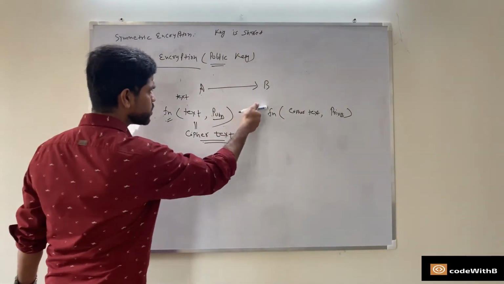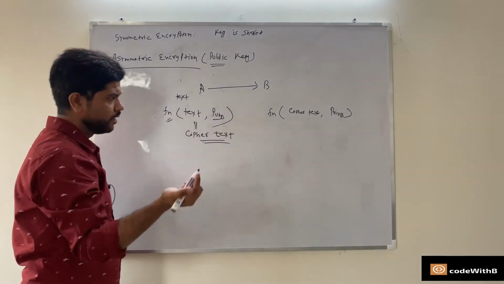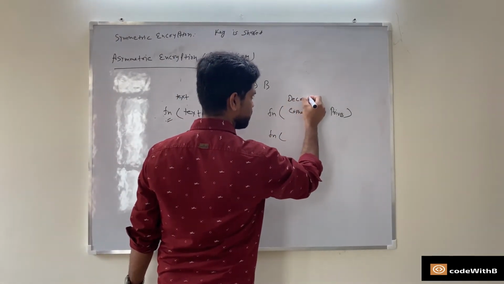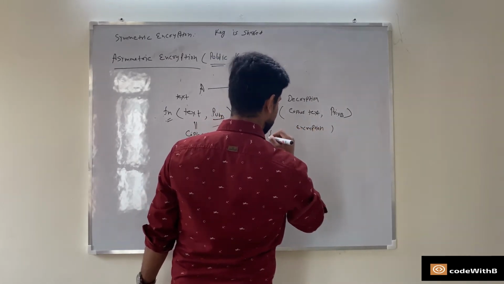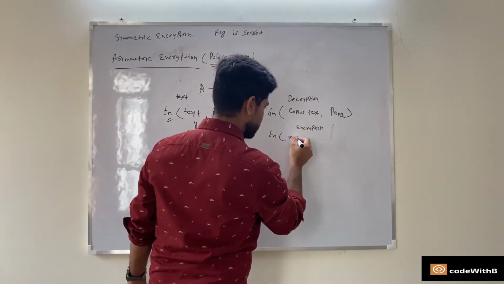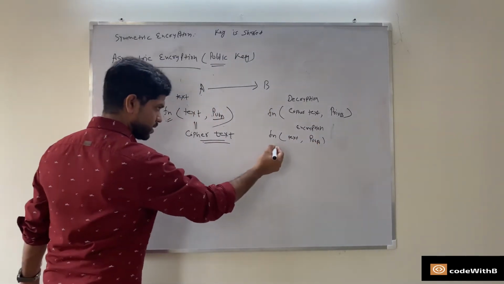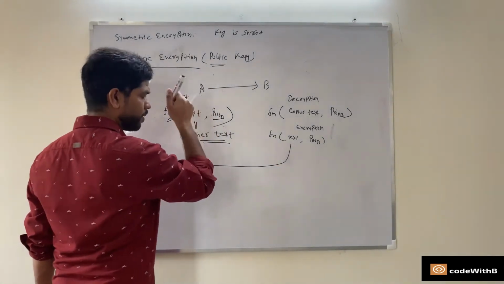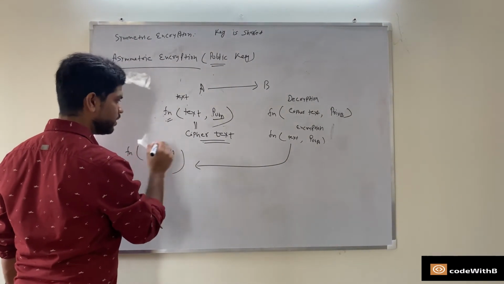Similarly, if B needs to send a message to A, B needs to have the public key of A, but that's fine. So this is decryption, and while encrypting, the same function will be applied, the text and then the public key of A will be used. This ciphertext will be sent over here, and now A will use its private key and the ciphertext.